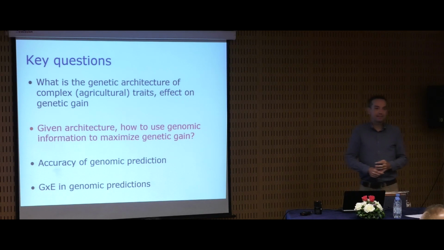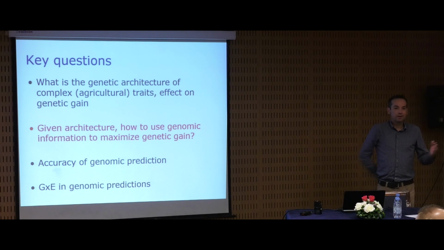The question is, given our architecture of complex traits, where we said there are lots of mutations affecting the traits we're interested in, how do we use this genomic information to maximise genetic gain? What are we actually going to do with it?